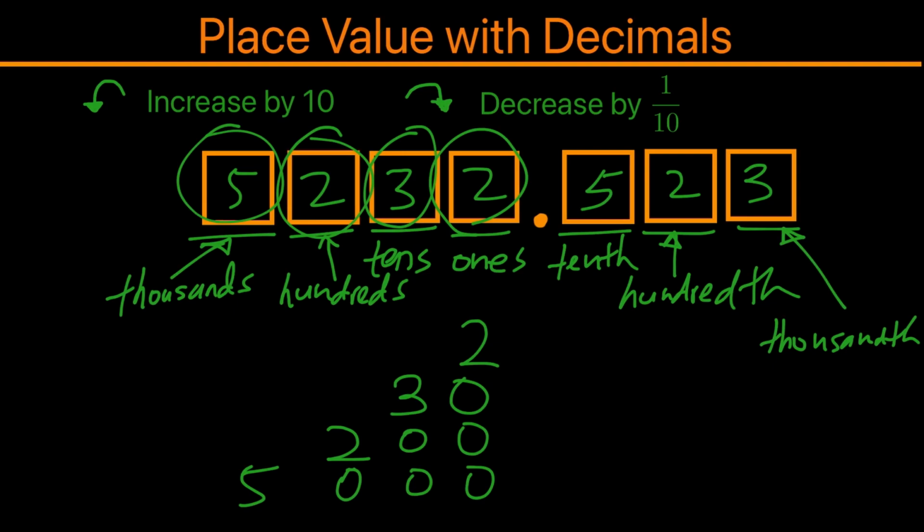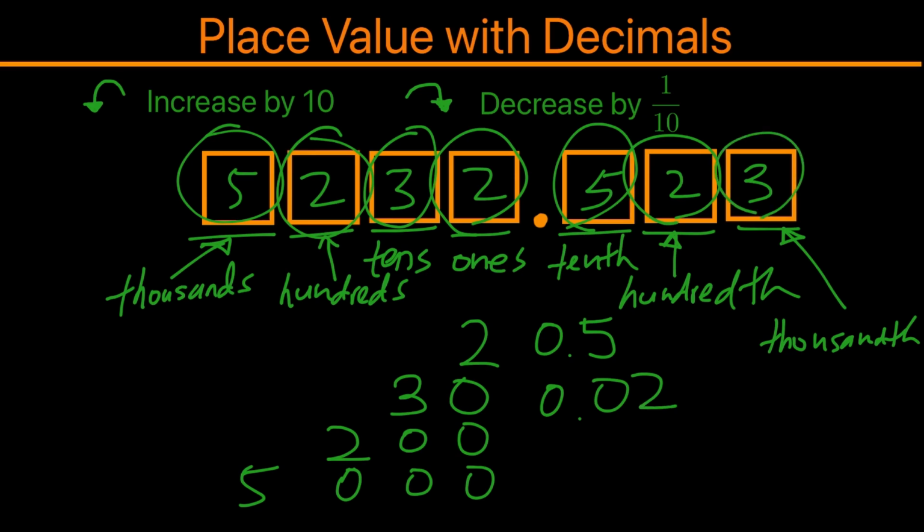And if we were to write out the value of each, the 10th value is 0.5. And the 2 in the 100th value is 0.02. And the 3 in the 1,000th position is 0.003.